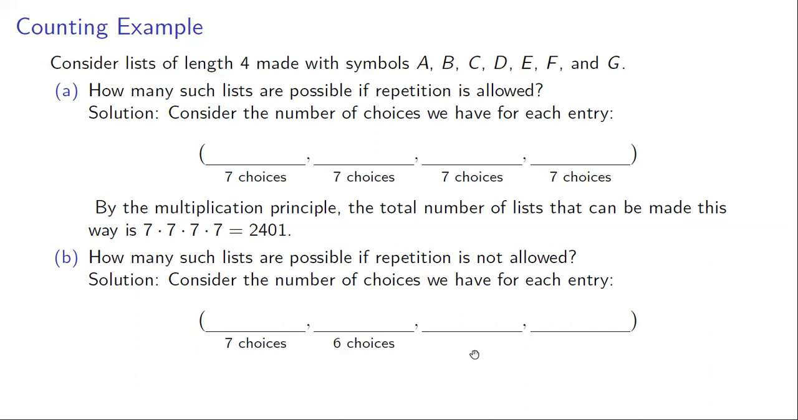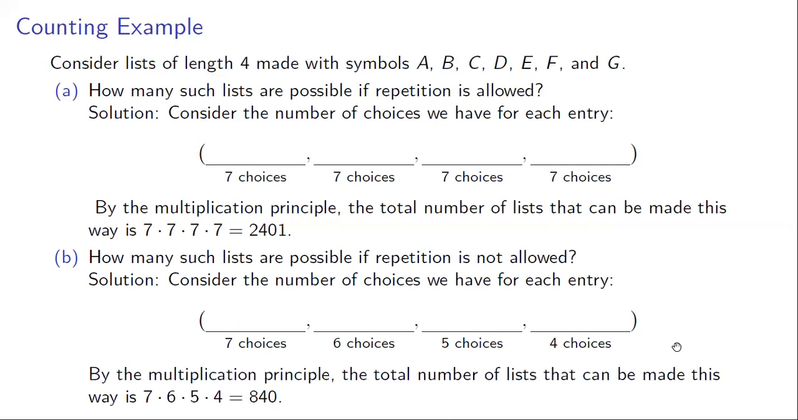For the third entry, we cannot repeat anything that we picked for the first entry, and we cannot repeat whatever we picked for the second entry. So we have only 5 choices here. And then for the last entry, we cannot repeat whatever we chose in the first three. So we only have 4 options left. So by the multiplication principle, the total number of lists that can be made this way is 7 times 6 times 5 times 4, or 840.